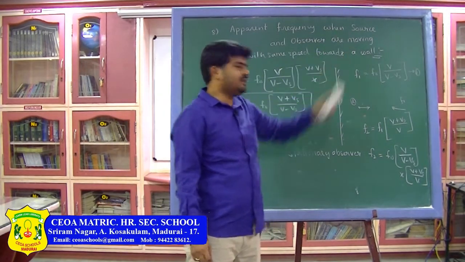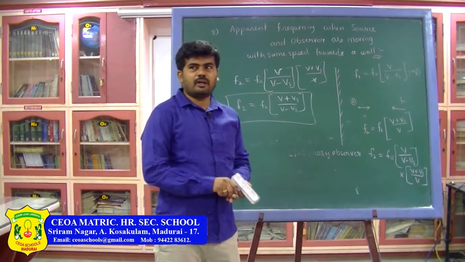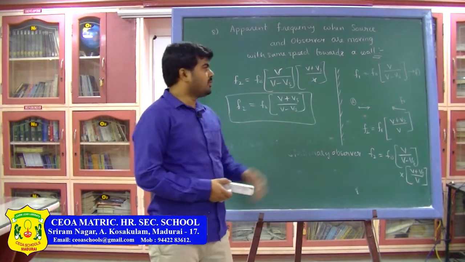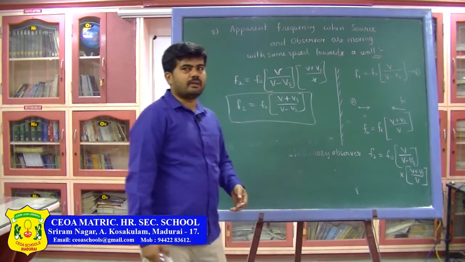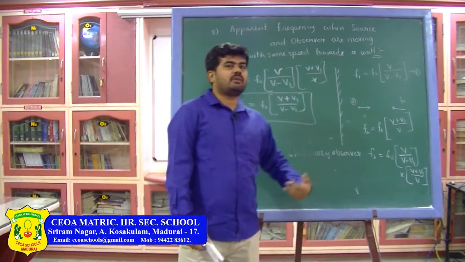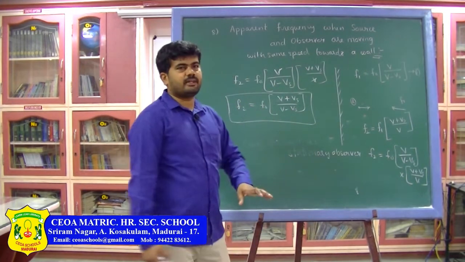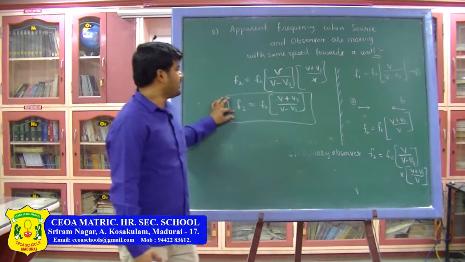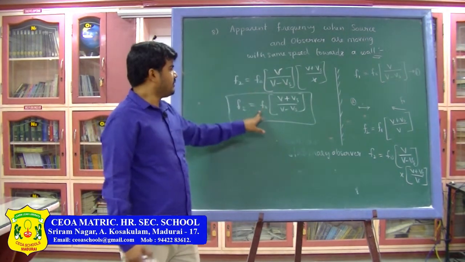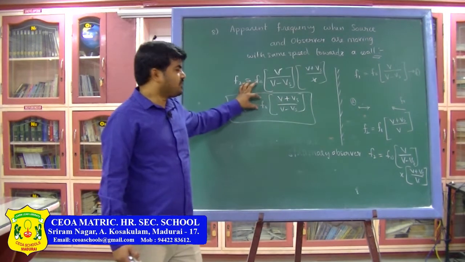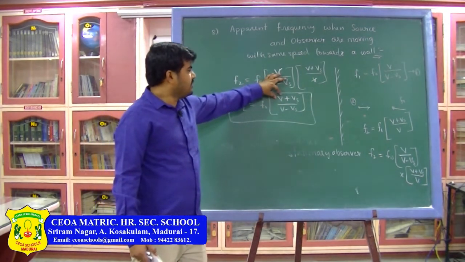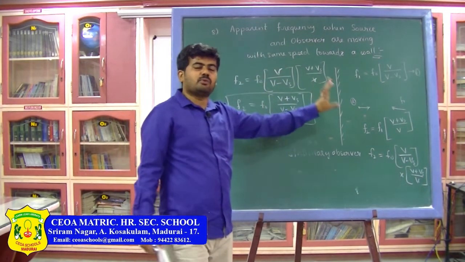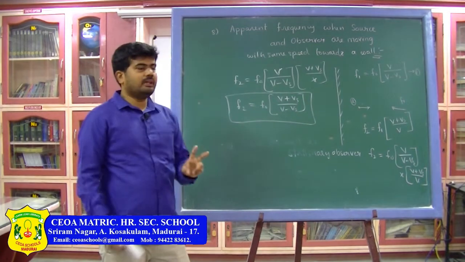Generally a car problem will be asked. A car is moving towards a stationary wall, and the questions may be about how many beats are heard by the driver, or what is the apparent frequency heard by the driver. This kind of question is generally asked based on this topic. So, remember, this is the apparent frequency formula in this case. f naught is the actual frequency of sound, V is the speed of sound in air, and Vs is the speed of the car or speed of the source of the sound. Remember, we deal with this problem in two steps.